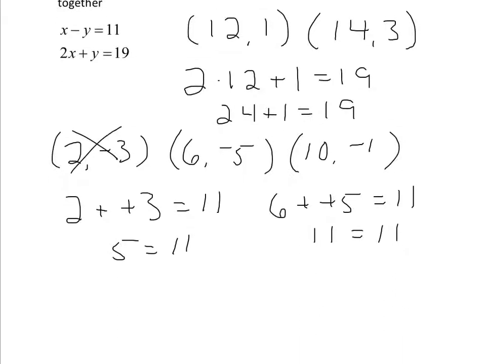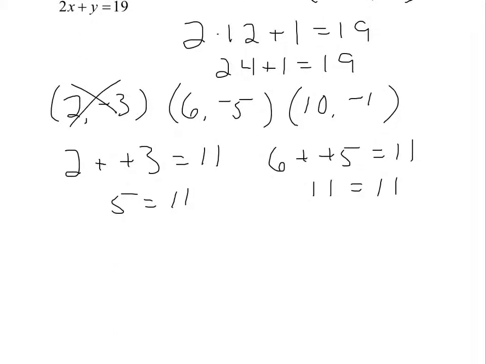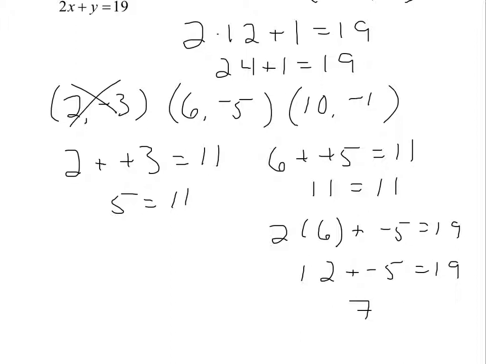Let's try it out in the second equation. So I have 2 times 6 plus negative 5 equals 19. 2 times 6 is 12 plus negative 5. And that is 7, which does not equal 19. So this one doesn't work either.